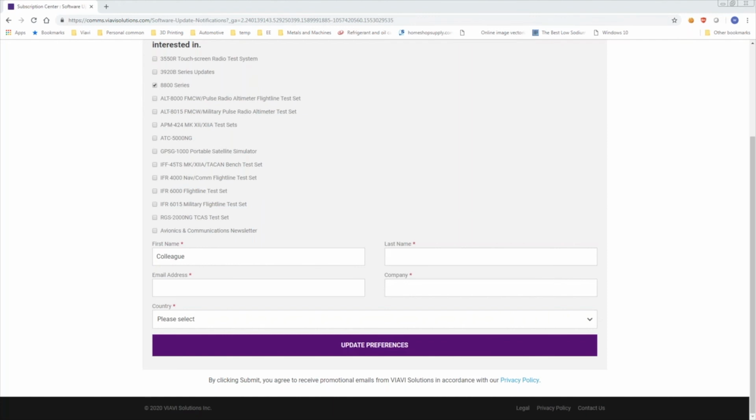John's asking a question. There's a couple questions here. One of them is if we have a script built for the new APX Next radios. We do have the radio, and we've tested it, and that's something that's in process. So hopefully we'll have that available in the near future.